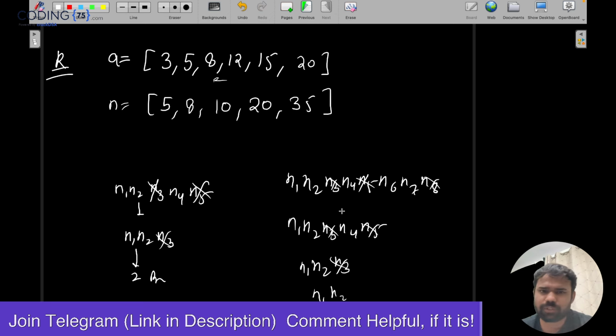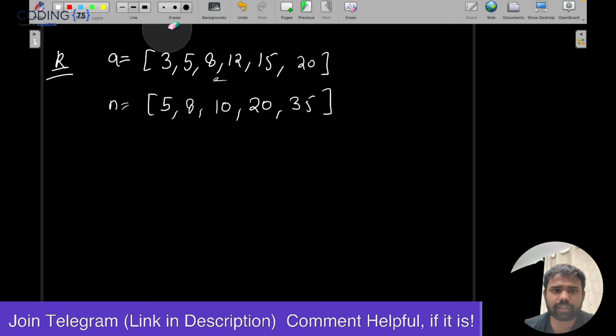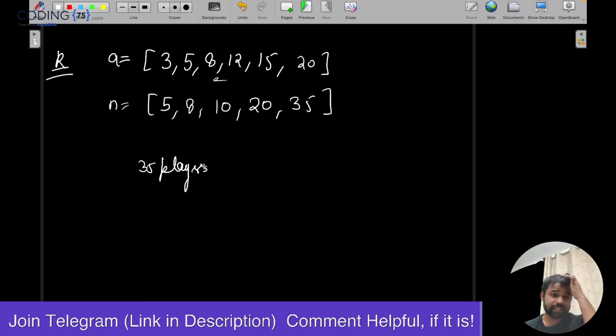But obviously, the answer will not always be 2. For example, let's say there are 35 players. See, guys, when there are 35 players, in the first turn you can only remove certain players. You cannot remove the 48th player because there is no 48th player. So Nene can only remove players whose position is less than 35. First of all, we will find how many numbers there are in this array.